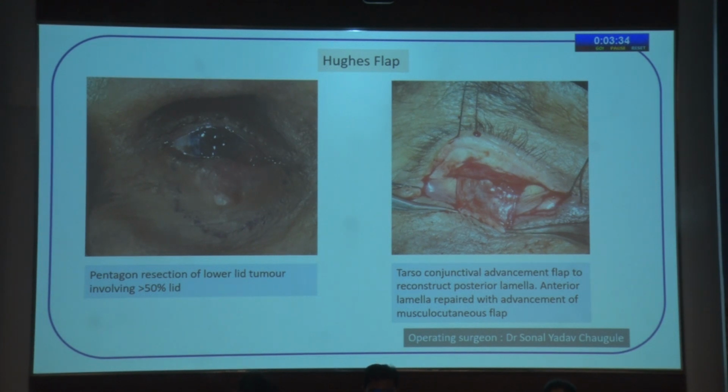This was also post-tumor resection. Here we can see more than 50% of the lid coloboma. A Hughes flap was raised to create the posterior lamina, a tarsoconjunctival advancement flap, and the anterior lamina was reconstructed by advancement of a musculocutaneous flap.